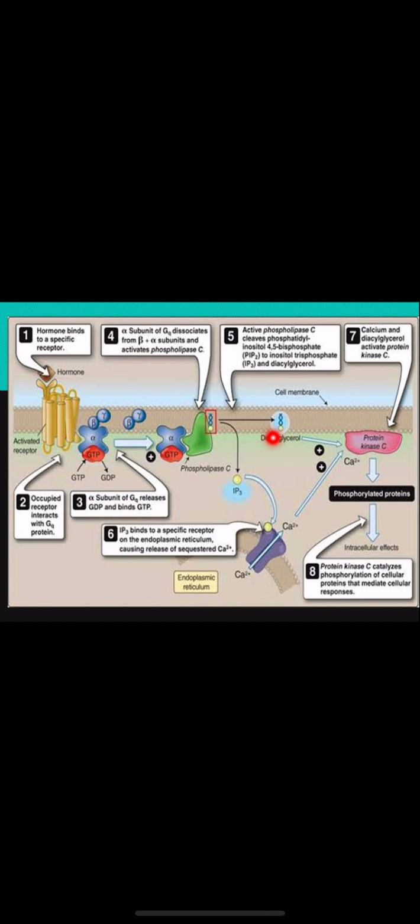Okay, this DAG goes to the protein kinase system and directly activates it. IP3 goes to the calcium channel, sarcoplasmic reticulum. It activates the calcium channels to open. The calcium comes out. It activates the protein kinase C system. There are phosphorylated proteins and the intracellular effects that are to be produced. So this is the DAG and calcium mechanism, or you can say the PIP2 mechanism, which is used by some of the hormones.